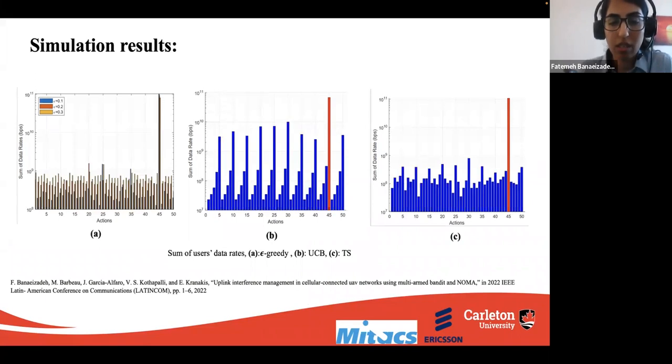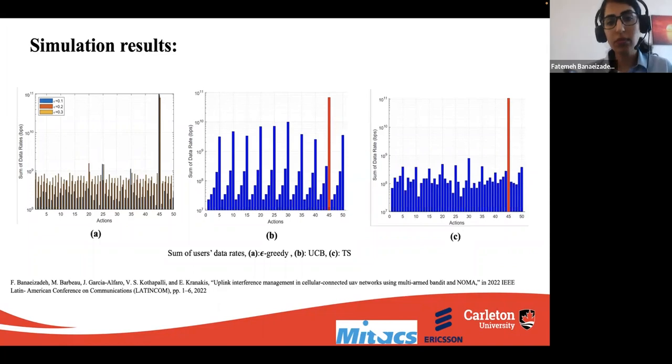We find this result, for example, in this figure, which shows the result for the three approaches which I explained: epsilon greedy, upper confidence bound, and Thompson sampling. And as we can see, all three of these approaches select one transmission power. We simulated this only for one location of the UAV. It means this power is the best power for that location of the UAV, because after removing the uncertainty, upper confidence bound and Thompson sampling also return the same result as epsilon greedy.